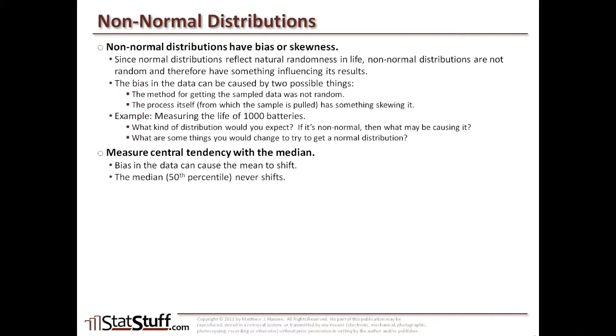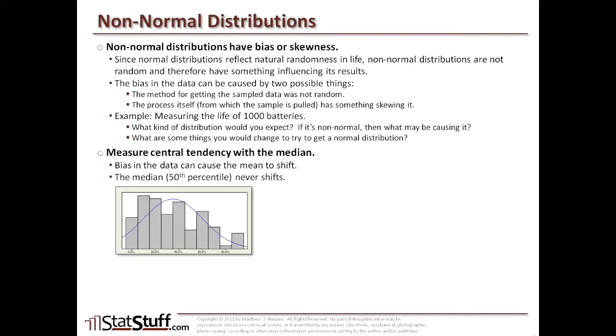However, the median, which is at the 50th percentile, that will never shift. The 50th percentile is always going to be the 50th percentile, no matter whether it's a normal or non-normal distribution. So if we've got a non-normal distribution, that might look like this. We have data points, more of it being on the left-hand side and fewer on the right-hand side.